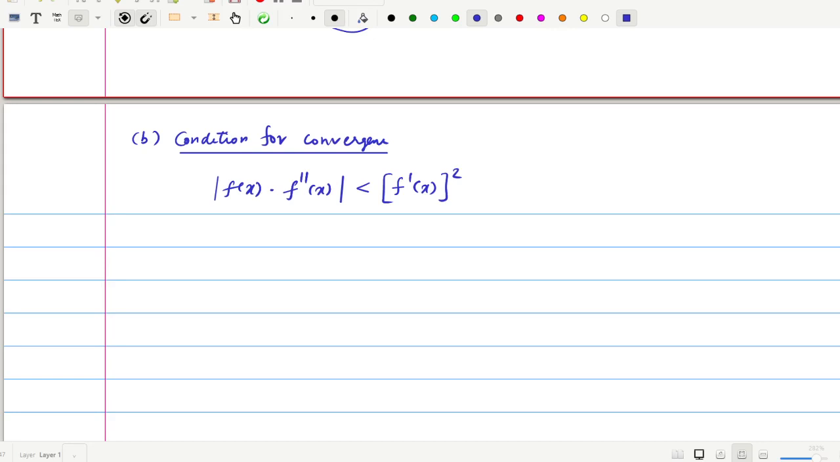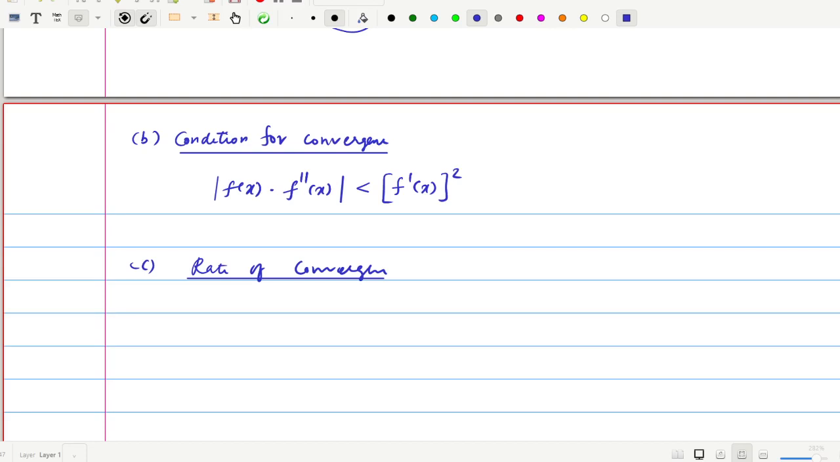Next we will consider the rate of convergence. In terms of f and the derivatives of f, you can get the rate of convergence.